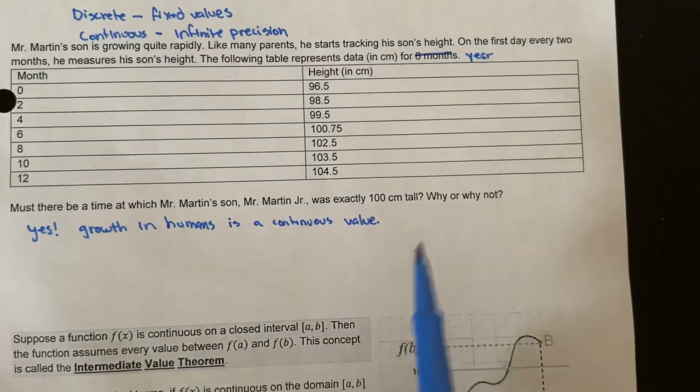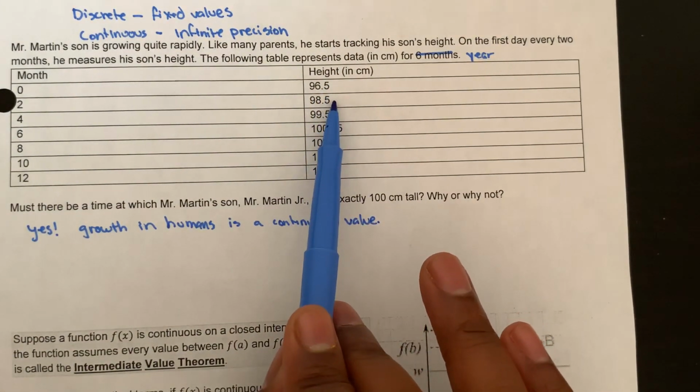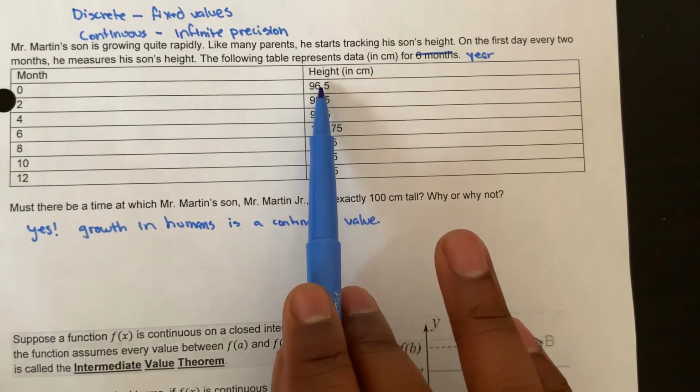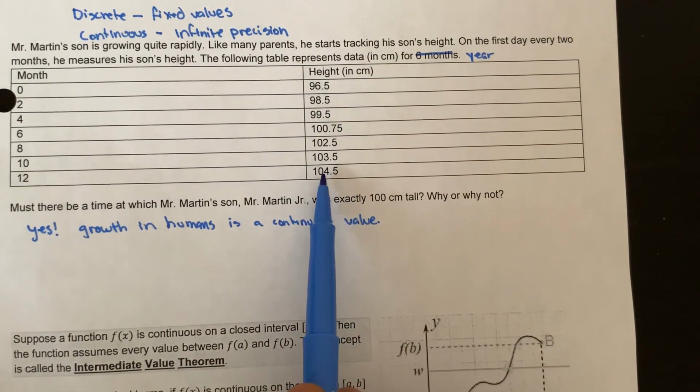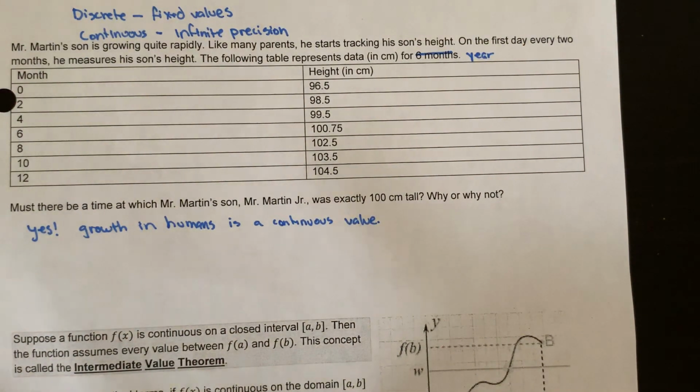It would be impossible for my son to go from 96.5 centimeters to 98.5 centimeters without being 96.51, 52, 53, 54, and so forth centimeters. He has to assume all of those values. Even if he only stays there for a fraction of time, he has to actually take on every possible height from 96.5 to 104.5.